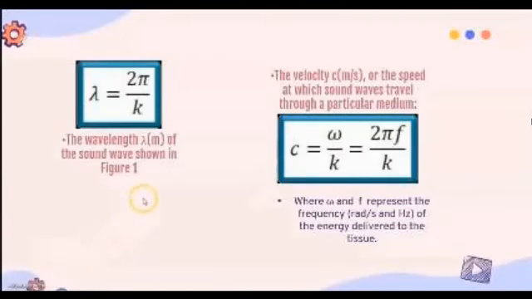To find the wavelength lambda of the sound wave shown in figure 1, we use the formula lambda equals 2 pi over k, where k is the wave number. Next, to find the velocity c in meters per second, or the speed at which sound waves travel through a particular medium, we use the formula c equals omega over k, or 2 pi f over k, where omega and f represent the frequency, in radians per second and hertz, of the energy delivered to the tissue.